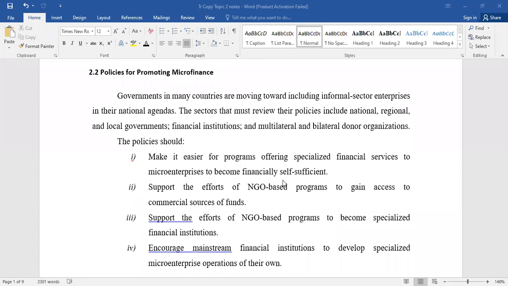Yeah, very well. Now we go to the policies. Now the policies for promoting microfinance. Governments in many countries are the ones in charge of the regulatory aspect. And this is because of, like I've said, the international treaties.